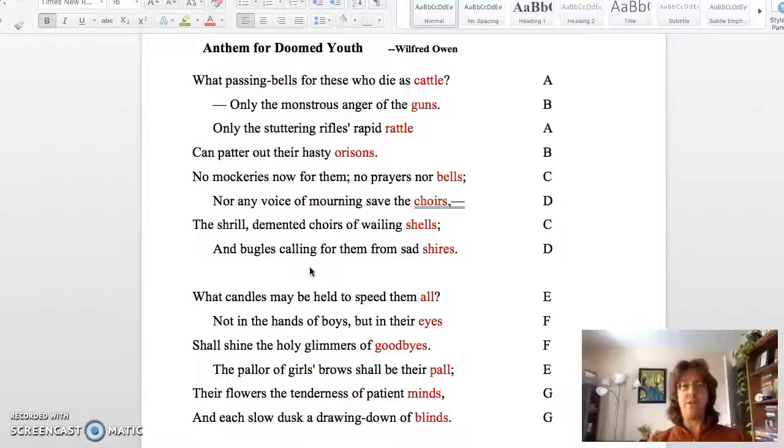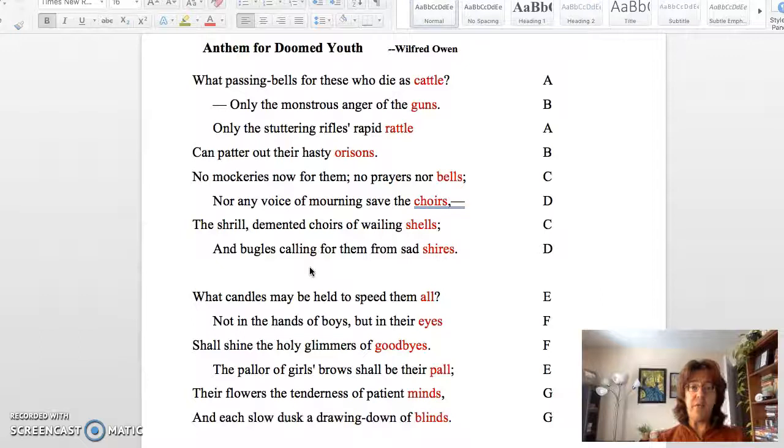So the first stanza says they don't get the normal bells, they don't get the normal prayers, they don't get the normal tributes, they don't get the normal singing, they don't get the normal anything. The second stanza says they do get a kind of unfortunate, even sadder version. Instead of candles, you get to see the glimmering in eyes of other boys who are crying, their comrades. They don't get a pall, meaning a sheet or blanket put over their casket because they're dying in no man's land, but the pallor of girls' brows instead, because people back home hear that they're dead and go pale with the loss and the grief.